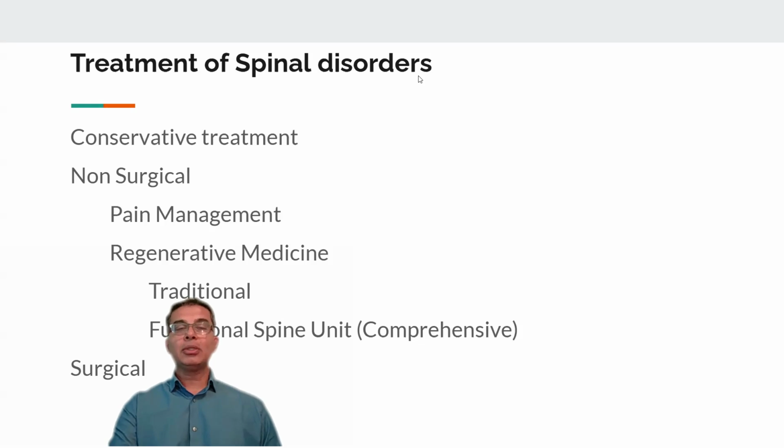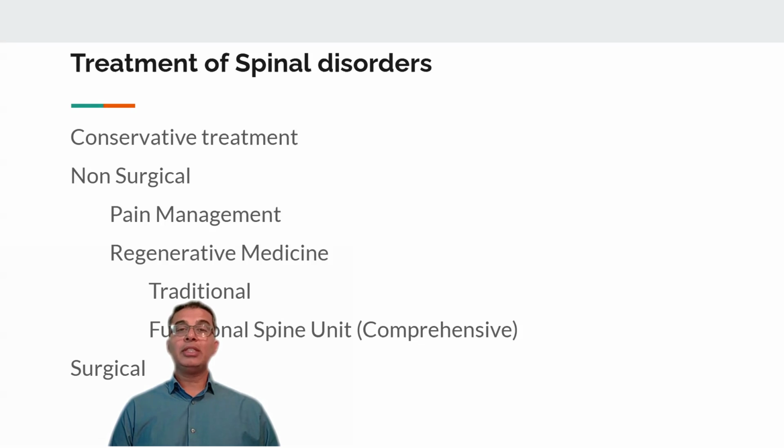Treatments for spinal disorders: first, we always follow a conservative treatment, either with NSAIDs or muscle relaxers, physical therapy, etc. Then it falls to surgical or non-surgical. In non-surgical, traditionally the pain management, we do diagnostic or therapeutic blocks, either including steroids or local anesthetics, or ablations.